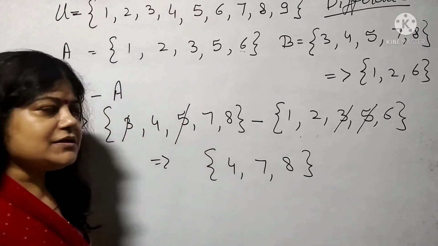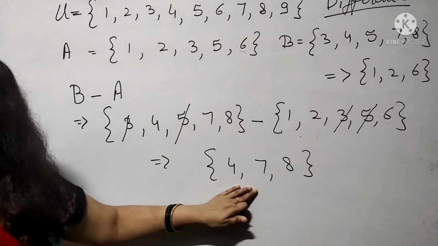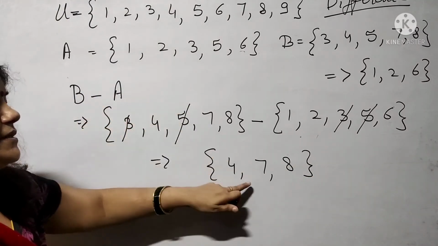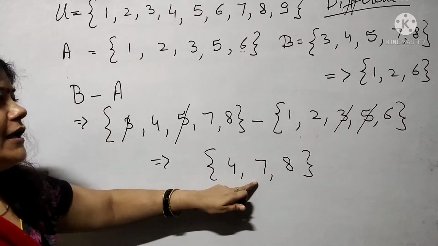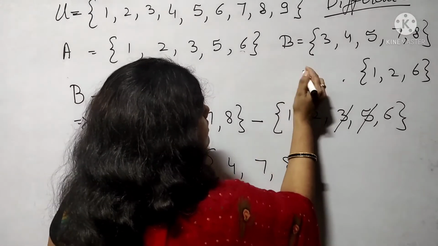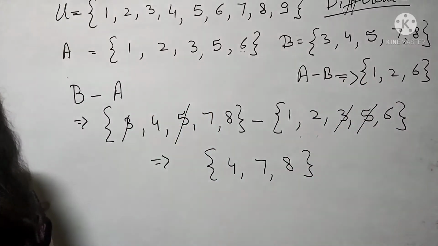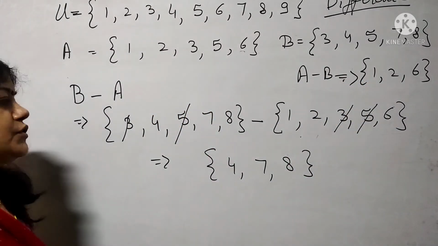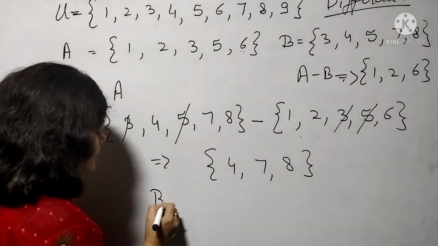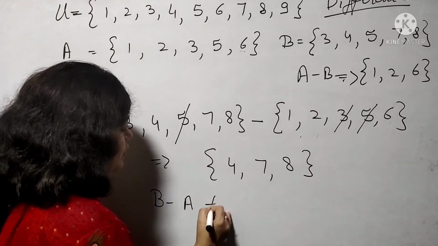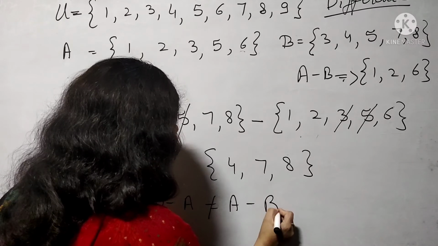Now you can notice that the elements in the set B minus A are 4, 7, 8, and the elements in the set A minus B are 1, 2, 6. They are different from each other. So the conclusion here is that B minus A is not equal to A minus B.